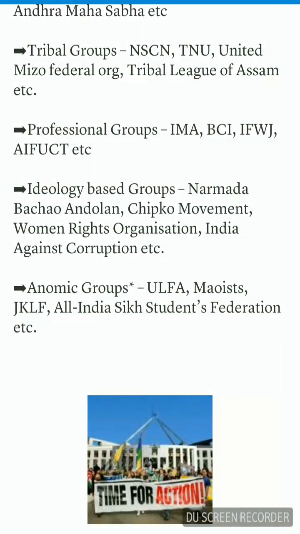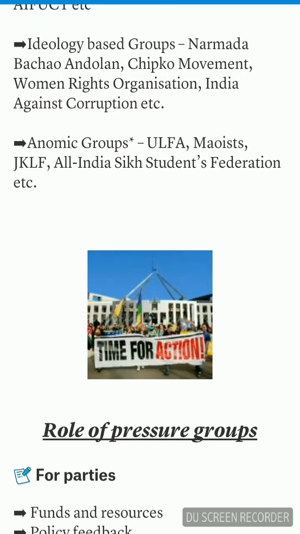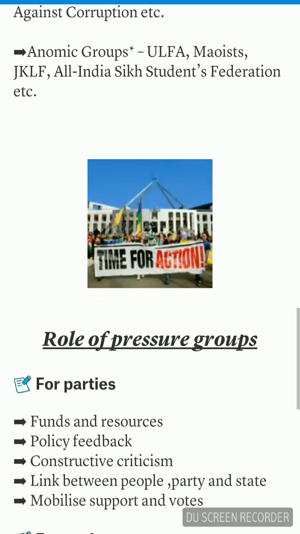Professional groups raise the concerns and demands of doctors, lawyers, journalists, teachers. And next is anomic groups. By anomic groups, we mean a more or less spontaneous breakthrough into a political system from a society, such as riots, demonstrations, assassinations, and the like. So these are anomic groups like United Liberation Front of Assam and Maoists and all.